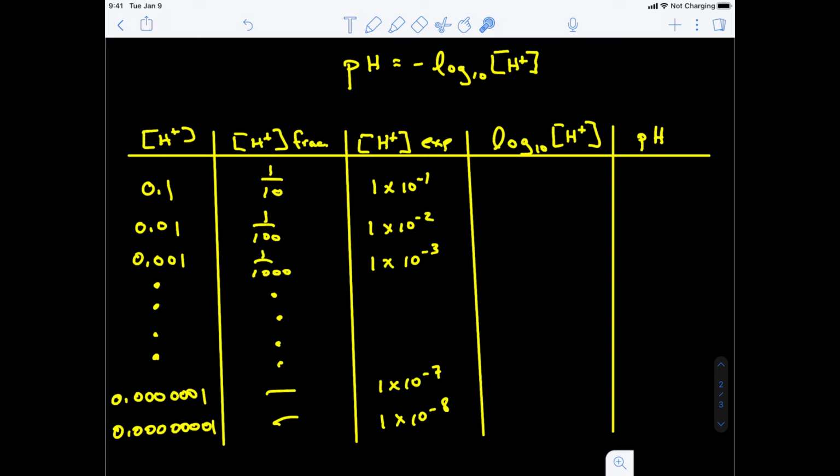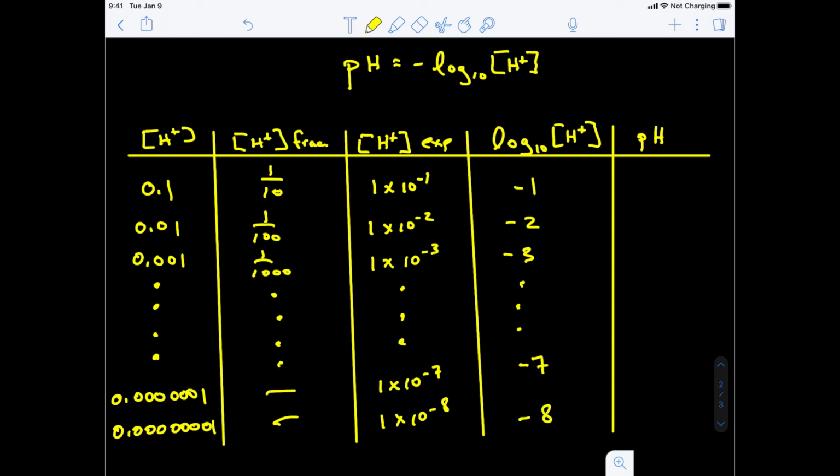All right, now let's take the log base 10 of this number. And that's relatively easy. We just grab the exponent on this number here. And so the log base 10 of the proton concentration for the first row is negative 1. For the second row, it's negative 2. For the third row, negative 3. And so on. And down here, this is negative 7 and negative 8.